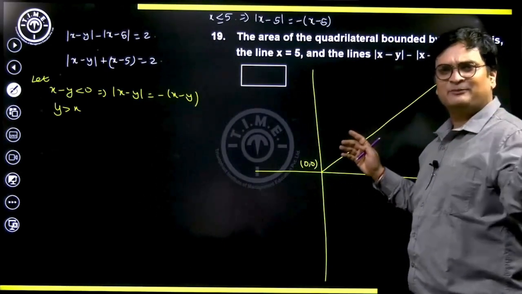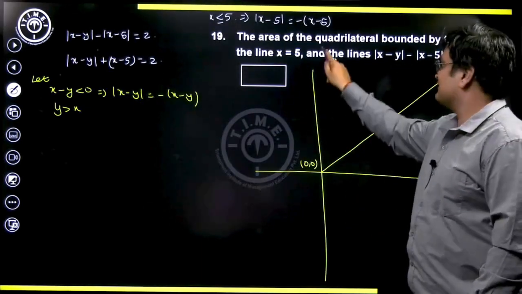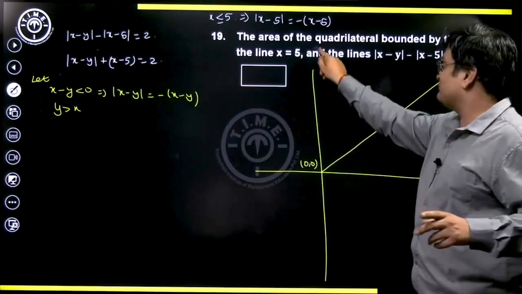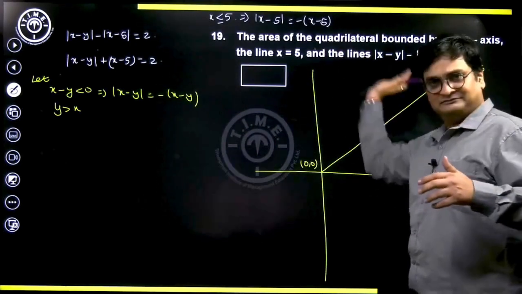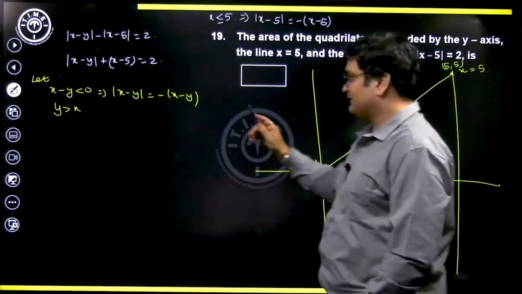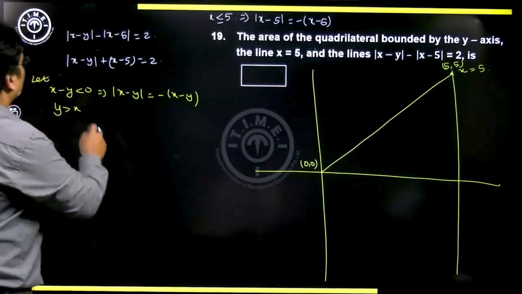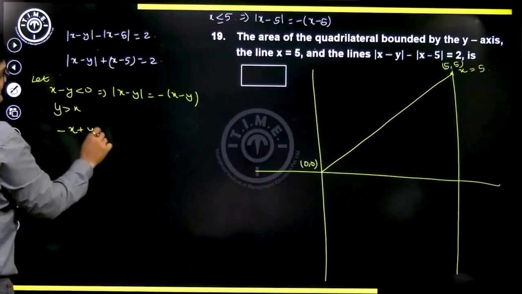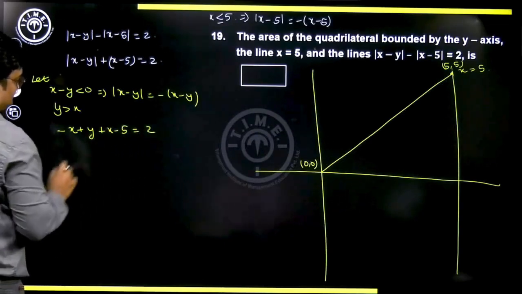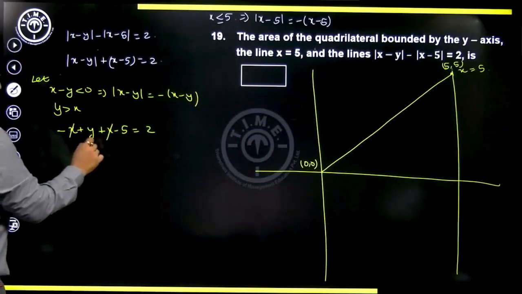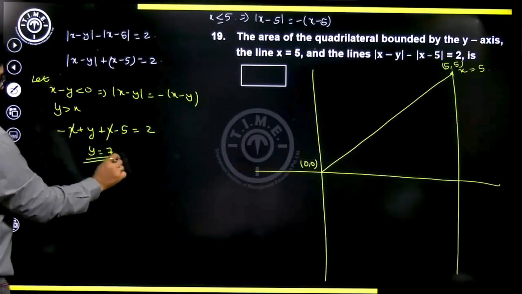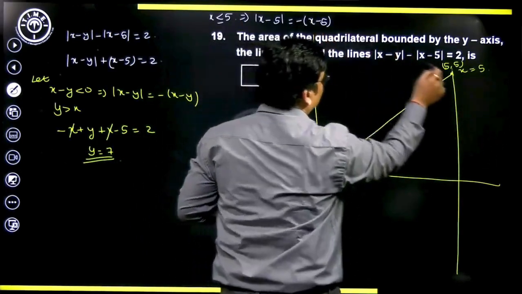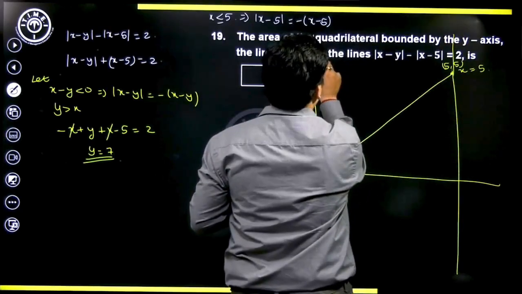How do I know that? Simple, substitute any one point. You take 0, 6 for example, somewhere here, 0, 6. So 0, 6 will satisfy that inequality, 6 greater than 0. So that means that point should be included in the region. It should go above. So y greater than x would be this above region, and in that above region, what is happening? Mod of x minus 5 is that. So minus of x minus 5 will be minus x plus 5. This is plus x minus 5 equal to 2. So minus x plus x will cancel out. So y will be equal to 7. So here to the left of this, we get a line which is somewhere above here. Suppose this is the y equal to 7 line.